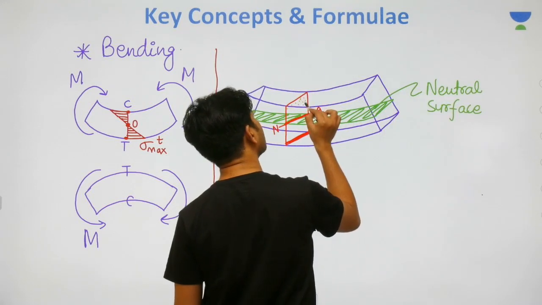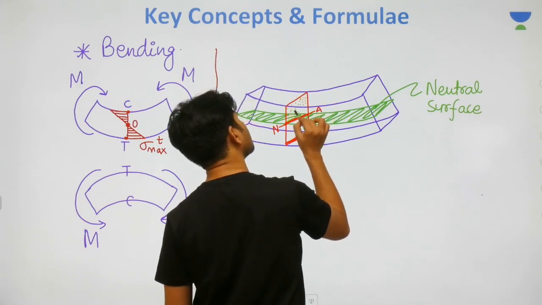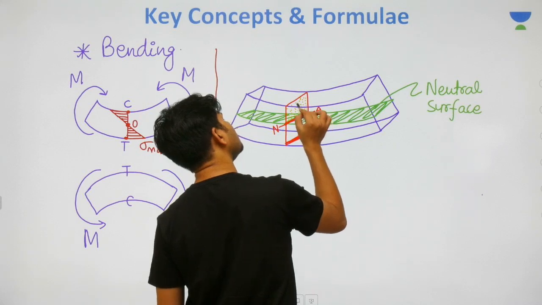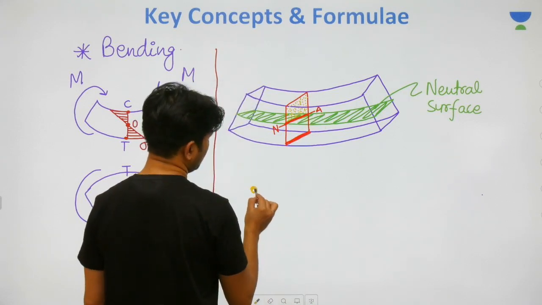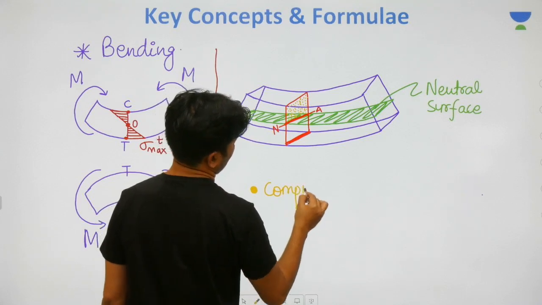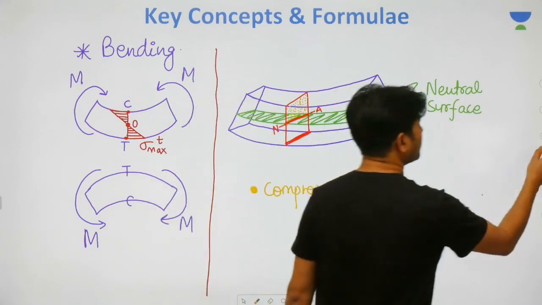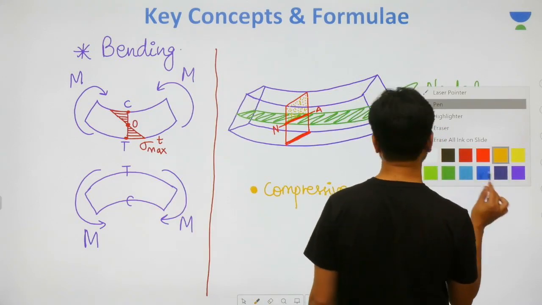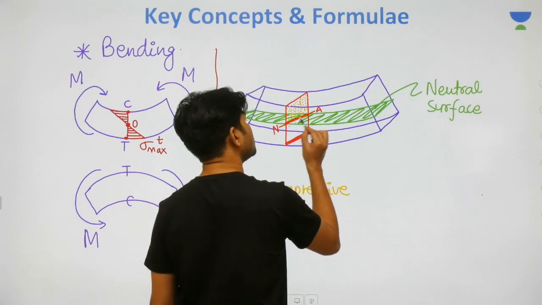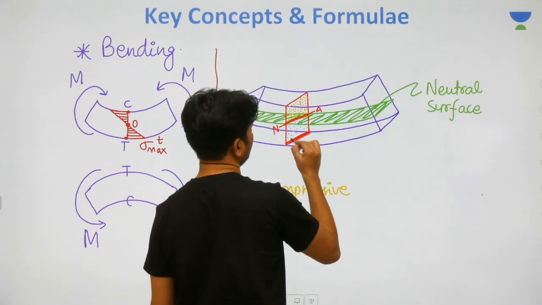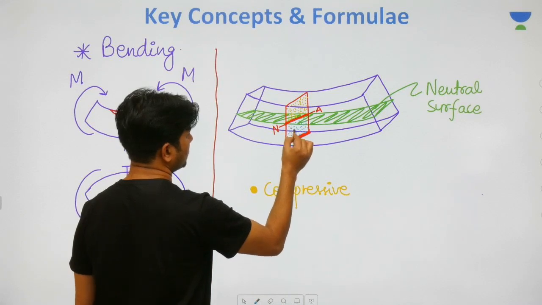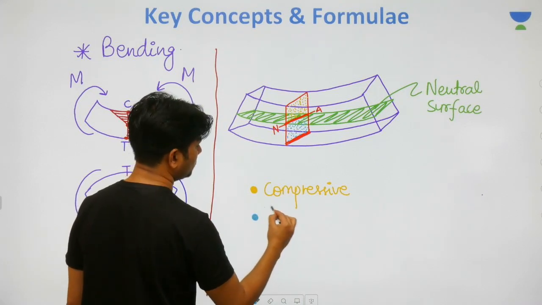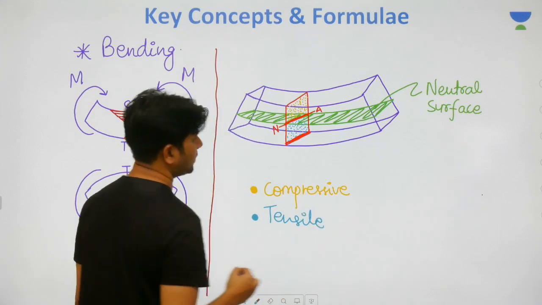Let me mark all these points in yellow. Above the neutral axis, all these points that I'm marking right now have compression, compression, compression. So yellow is representing compressive action, and below the neutral axis you will have tensile action. This sky blue that I'm marking here is representing the tensile action.